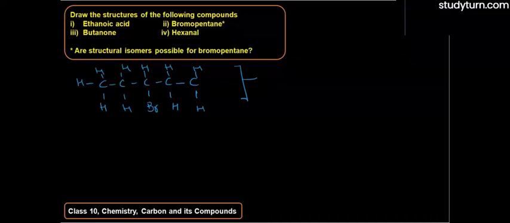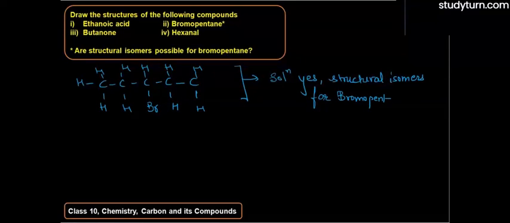Okay, so let us also solve the sub part of the question, that is asked here, that are structure isomers possible for bromopentane. So हमारा आंसर होगा, solution will be yes, structural isomers for bromopentane are possible. Okay, so हमने यहाँ three structure isomers का diagram show किया है.